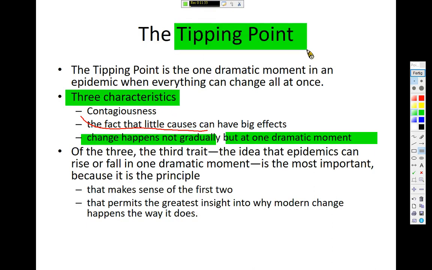Of course, of the three, the third trait, the idea that epidemics can rise and fall in one dramatic moment, is the most important. If that is too slow, then that is not an epidemic, right? At best, it's a flu, and then no one cares. Because it is the principle that makes sense of the first two. It has to be quick. It has to be quick. That permits the greatest insight into why modern change happens in the way it does.